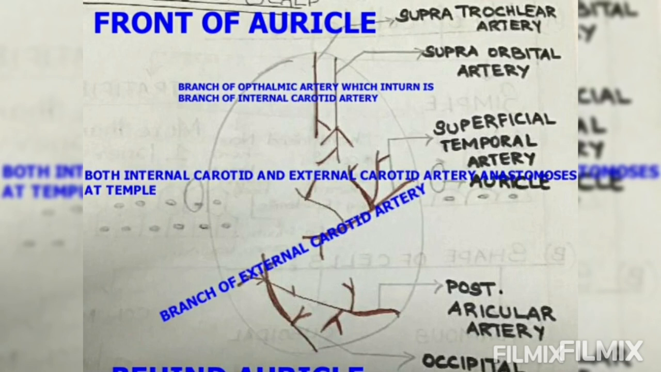Behind the auricle, there are two: the posterior auricular artery and the occipital artery, which are branches of the external carotid artery. Both the internal and external carotid arteries anastomose at the temple. The picture is depicted very clearly.